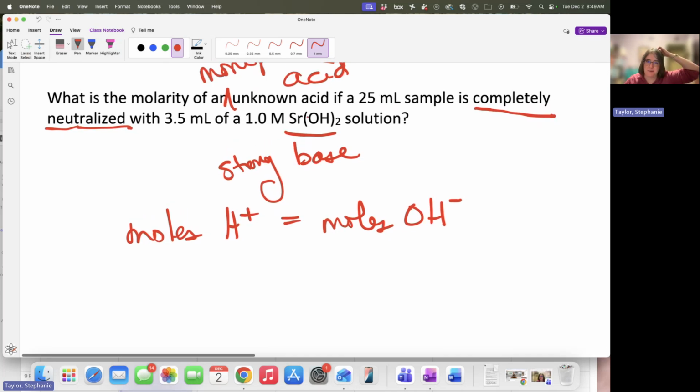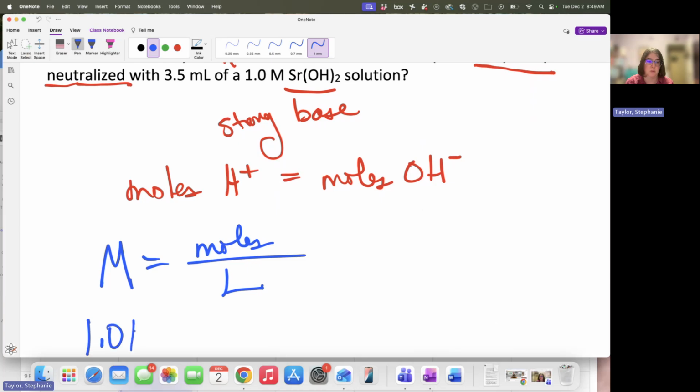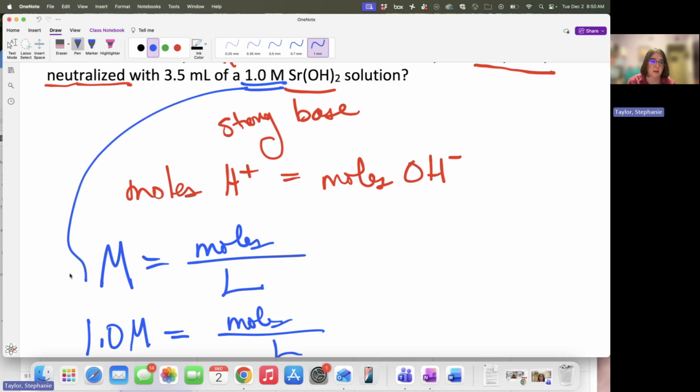So we're going to deal with this whole notion of moles. While I don't have information about all of the moles of the acid, which is what I want, I do have enough information to get moles of my strontium hydroxide. So that's the first thing I'm going to do. I'm going to treat molarity like an equation, that molarity is just moles per liter. I know this is 1 molar, and a certain number of moles. So this is from the problem, there's my 1 molar right there. My 3.5 though is in milliliters.